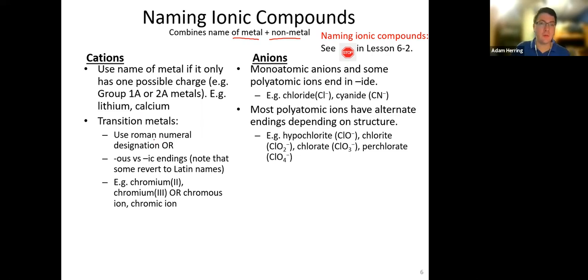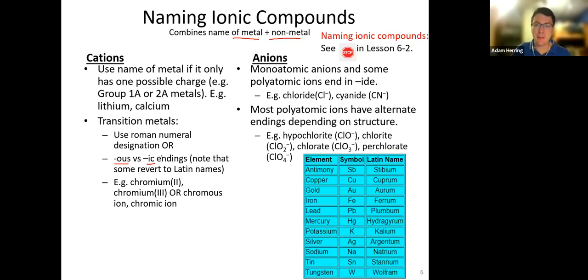So you can use a Roman numeral designation or change the ending of the name. And in some cases, we will see that there are Latin names that are used. A very common one for that is iron. So iron, instead of being ironous or ironic, it is the ferrous or ferric ion. And so, for example, we could have chromium 2 or chromium 3. That's using the Roman numeral designation. Or we could use the chromous or chromic ion designations to indicate which charge we're talking about.